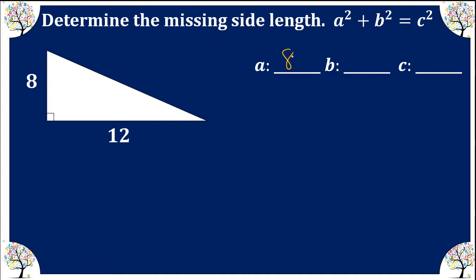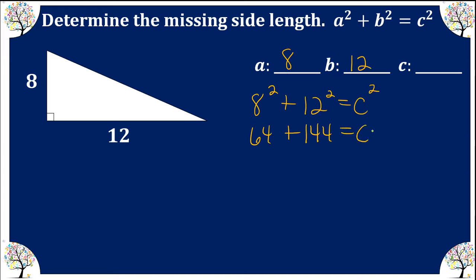A is 8 units, B is 12, and we're looking for the hypotenuse. Square your terms. Solve for C. Let's combine these. And it looks like we get 208.